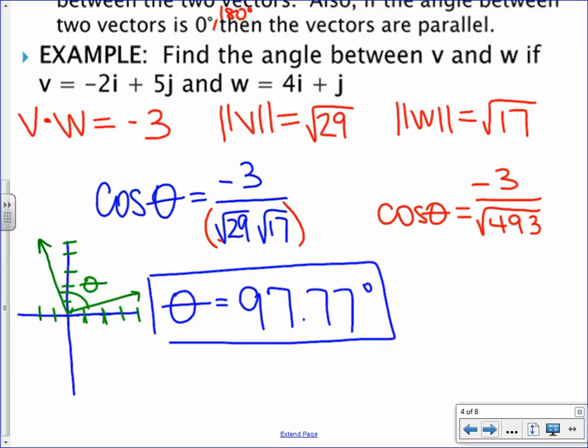Now, let's think. First of all, new word, orthogonal. I want you to break down the word orthogonal, what you guys know about the English language. What do you think it could mean if two vectors are orthogonal? Turn to your neighbor and make a guess. Orthogonal. What does it mean for two vectors to be orthogonal?